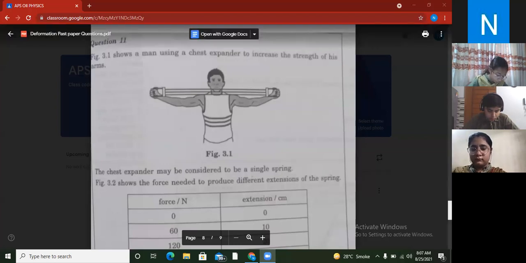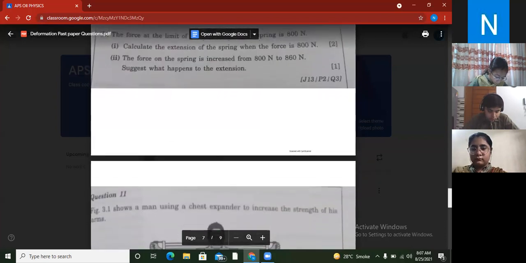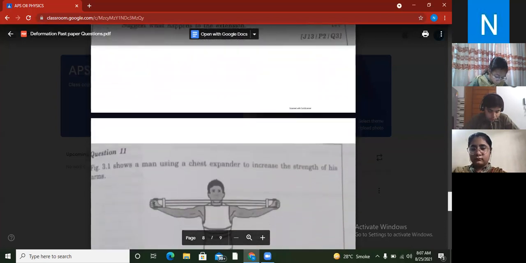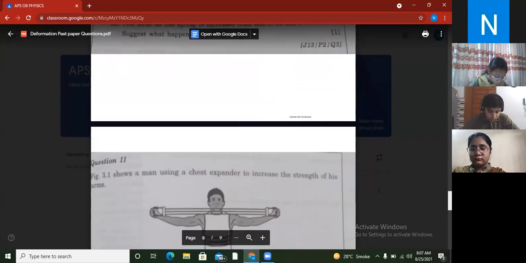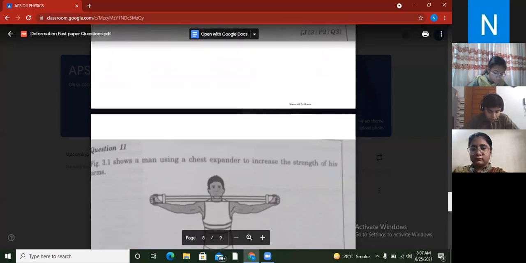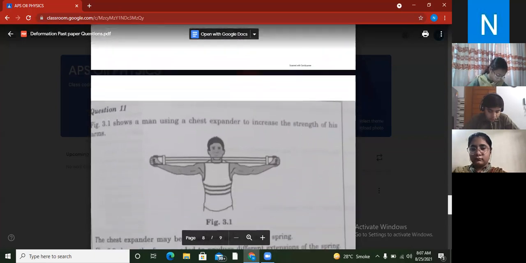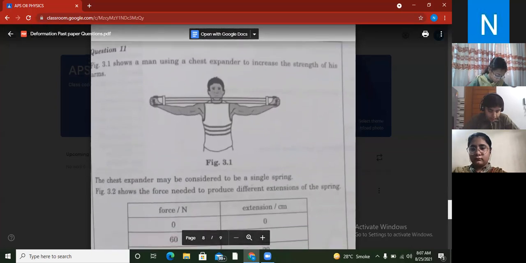This is July 13 P2 question number 3. July 13 paper 2 question 3. Okay, so the question shows a man using a chest expander to increase the strength of his arm.